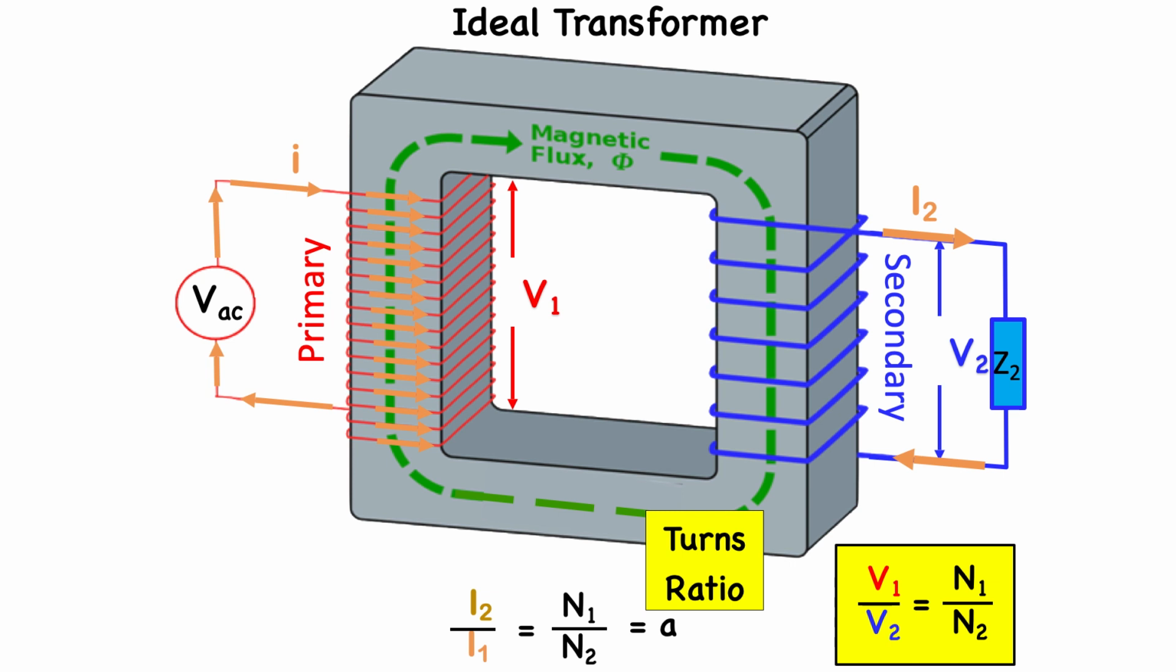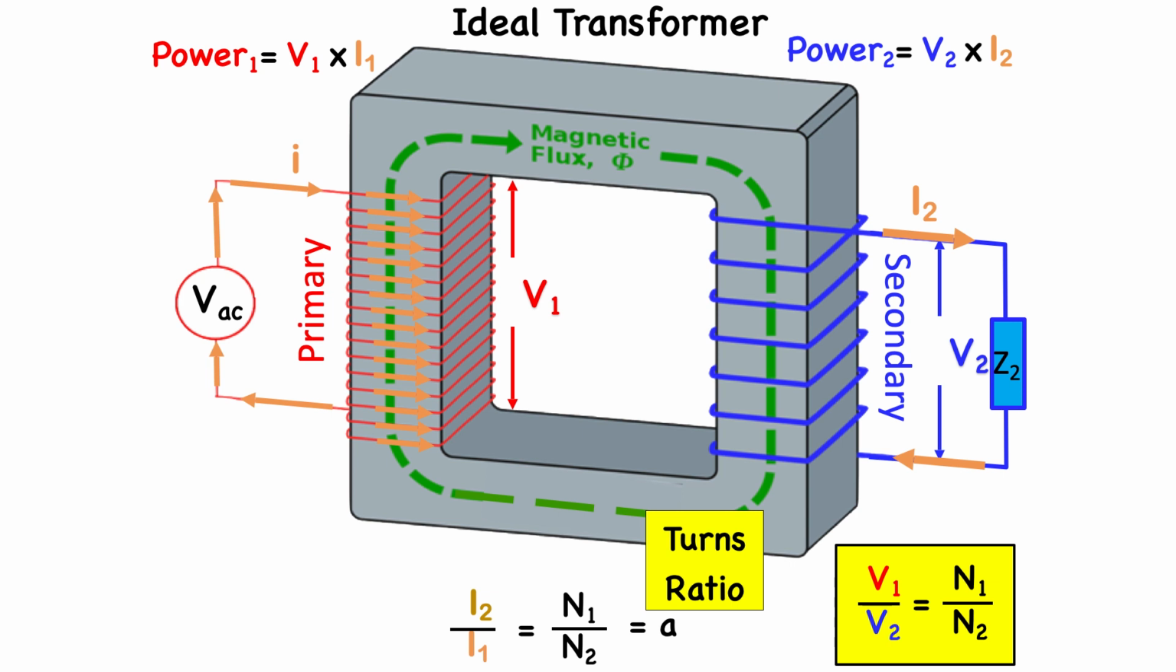If the transformer is loaded, as is the case by adding Z2 to the secondary, we can measure the power flow into the primary by measuring the voltage V1 and the current I1 and multiplying them together to give us this equation. We can measure the power flow out of the secondary similarly by measuring V2 and I2, and that will give us the power flow out of the secondary.